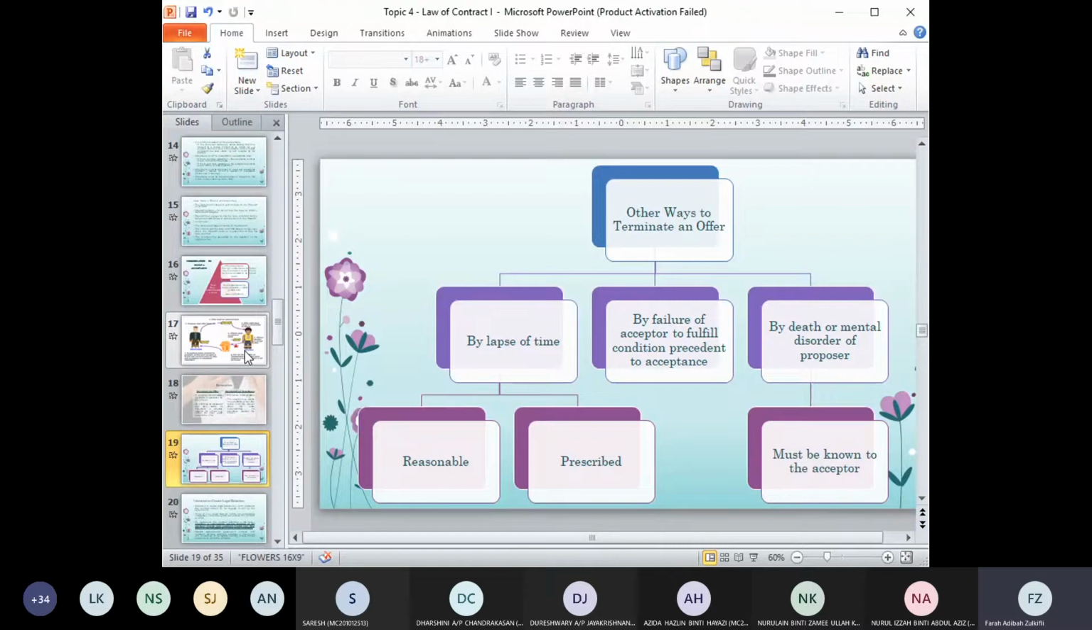Okay, so that is the first element and the second element, which is offer and acceptance. Any question on offer and acceptance?